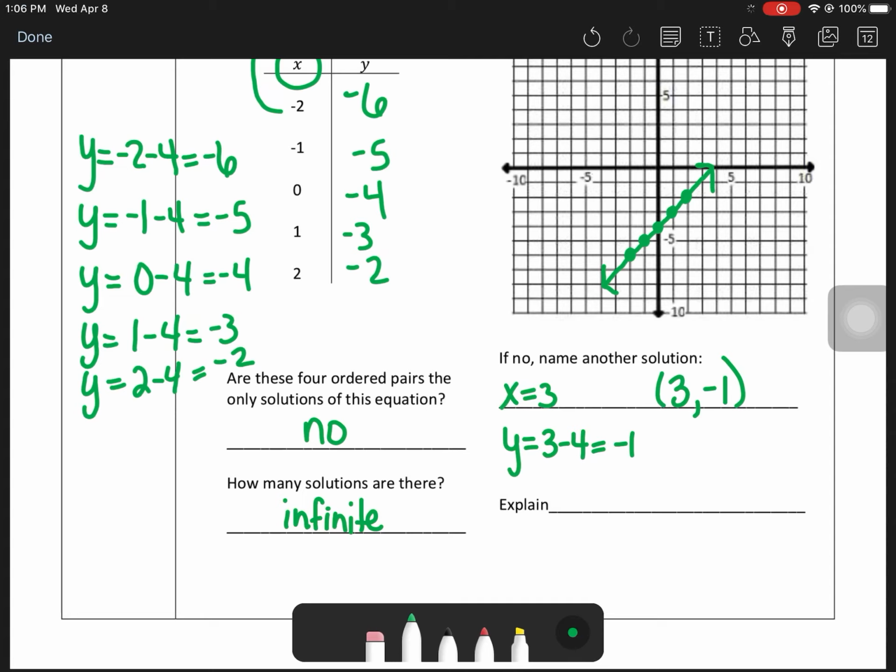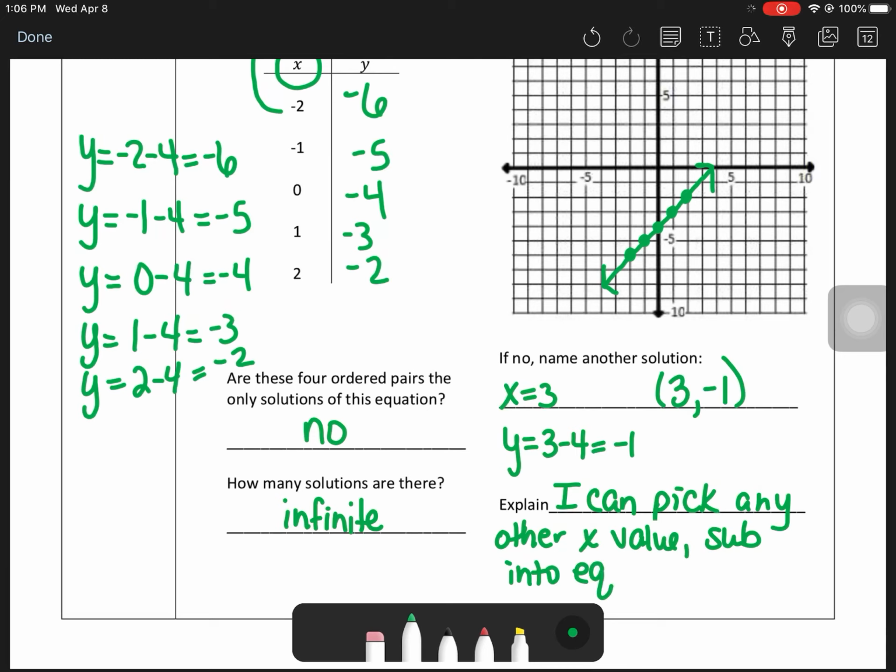And the explanation is I can pick any other X value, substitute into the equation, and solve for Y to find my point.